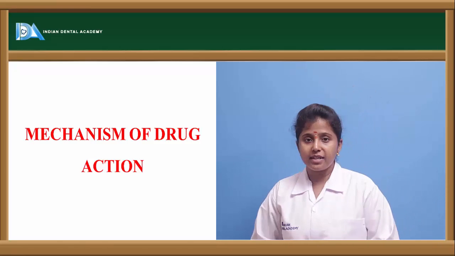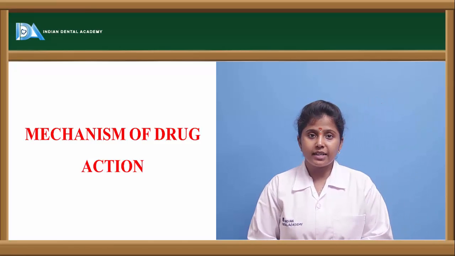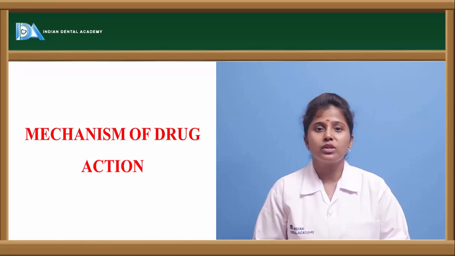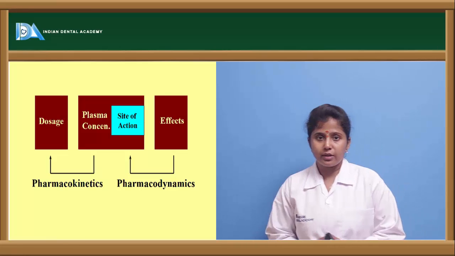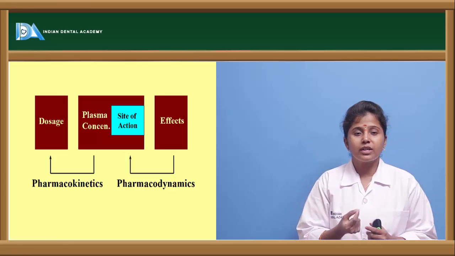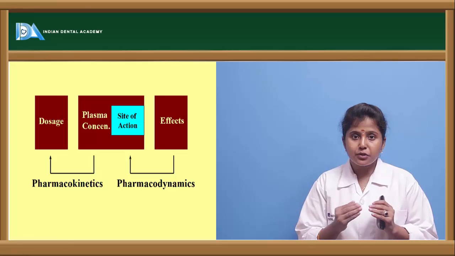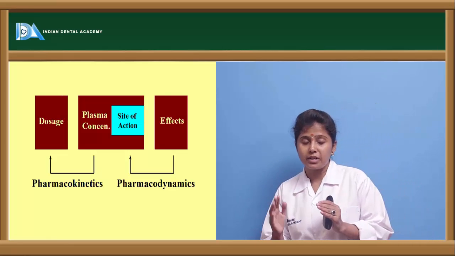Let us see the mechanism of drug action. After a drug enters the body, how does it show its action? There should be some mechanism by which the drug shows its effect. Before going into the exact topic, once a dose is given, the drug has to be released from the tablet or formulation and reach the blood circulation.